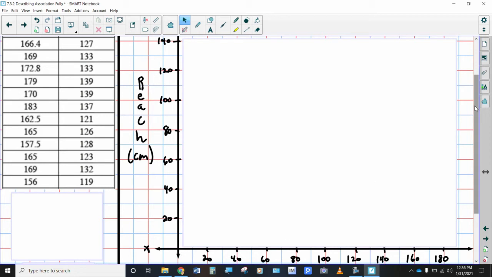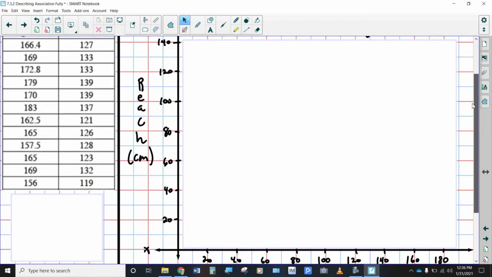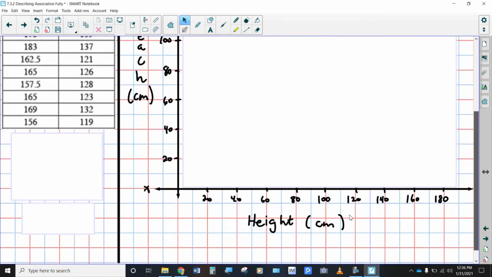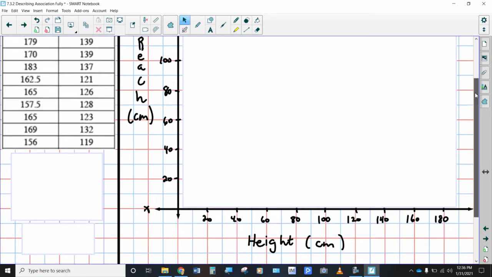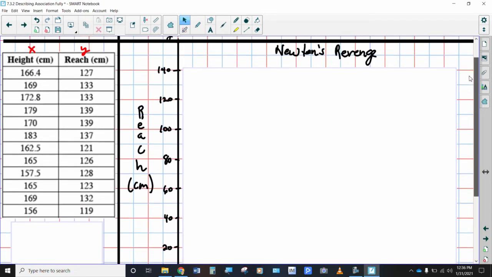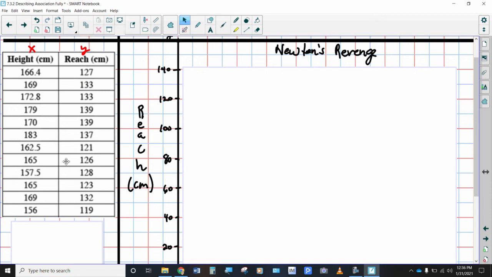So please go ahead, label this Newton's revenge. Your reach in centimeters is on the y-axis. Your height in centimeters is on the x-axis. And then once you've got this graph, please go through and plot each one of these ordered pairs on your graph. Take some time and do this nice and neatly. Okay, I'm going to pause, and when I unpause, you can unpause, and we'll do the reveal.